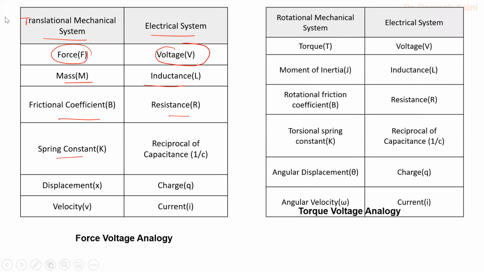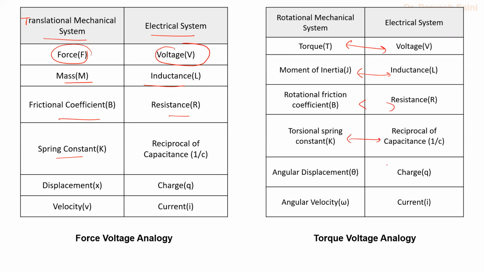Similarly, we have the torque-voltage analogy also, right? In the torque-voltage analogy, you can see that torque is equivalent to voltage. Instead of mass, we have moment of inertia, which is equivalent to inductance. Then the rotational friction coefficient is equivalent to R only. Torsional spring constant is reciprocal.